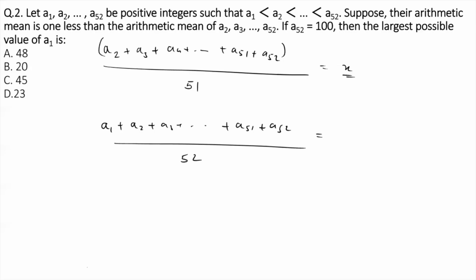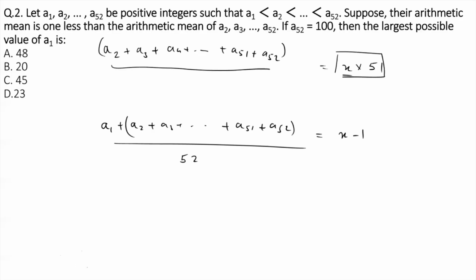This arithmetic mean is 1 less than the previous. So this is x minus 1. So from the first equation, guys, we can write a2 plus a3 plus a4 up to a52 is 51 times x. Okay, multiplying 51 on both sides. So we can eliminate 51 from here and write it here.